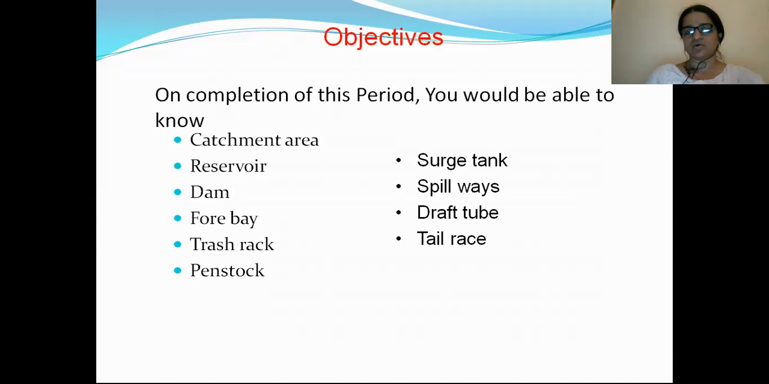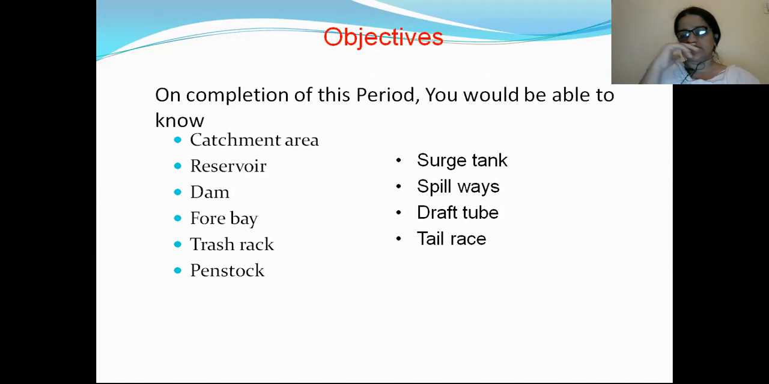I have already explained the major topics and definitions. We will see some more pictures regarding the components, the parts of a hydroelectric power station. On completion of this topic, you will be able to know the catchment area, reservoir, dam, forebay, trash rack, penstock, surge tank, spillways, draft tube, and tail race.